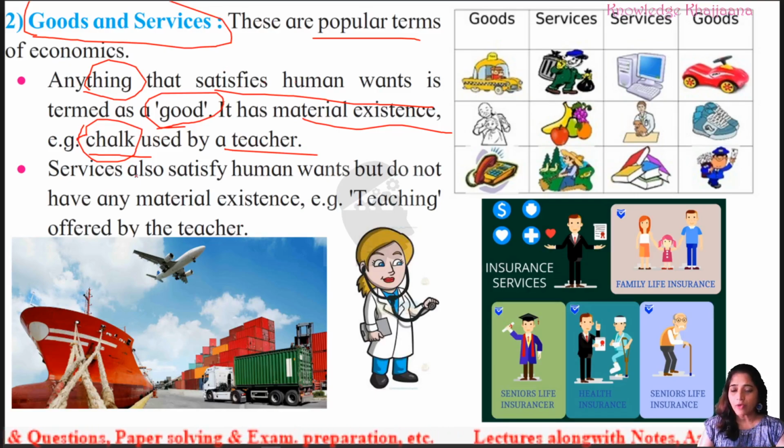Then apart from goods, there is another concept which satisfies human wants. See, goods satisfy human wants, but do only goods satisfy human wants? No. Apart from goods, what is the other concept which satisfies human wants? It is services. Services also satisfy human wants.